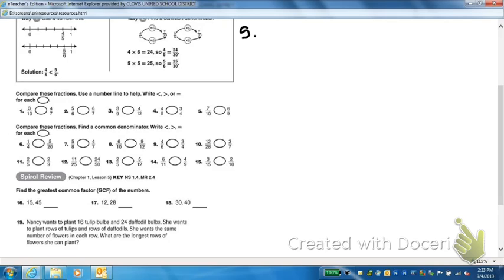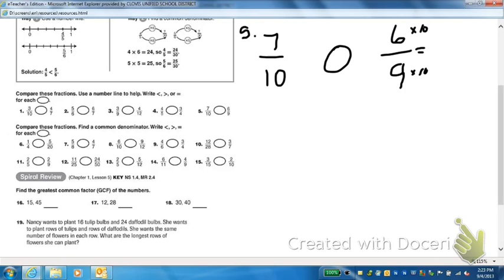Okay, number 5, we have 7/10 and 6/9. The only common denominator they both have is 90. So I'm going to multiply this side by 10 to get 60 over 90. Multiply this side by 9.